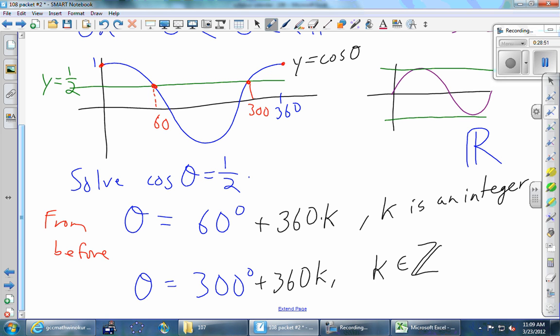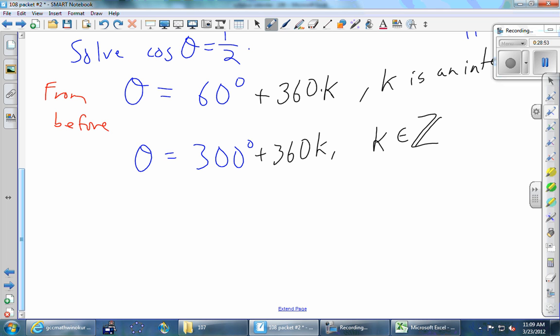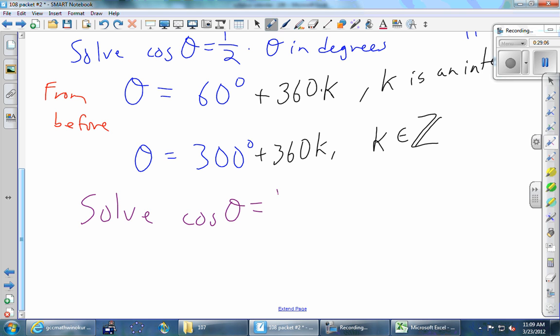All right, so we've got that. Can you guys do this? So maybe I should have specified theta in degrees is what we just did. But can you guys, with your neighbors, try solving our favorite equation, cosine theta equals half, where theta is in radians.